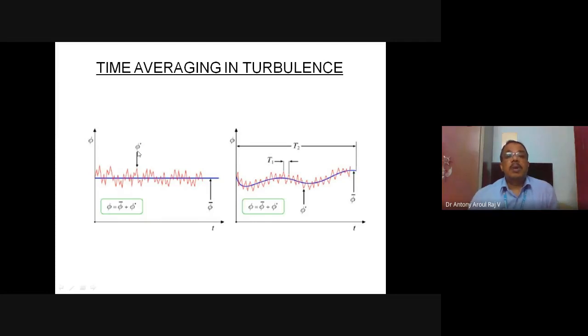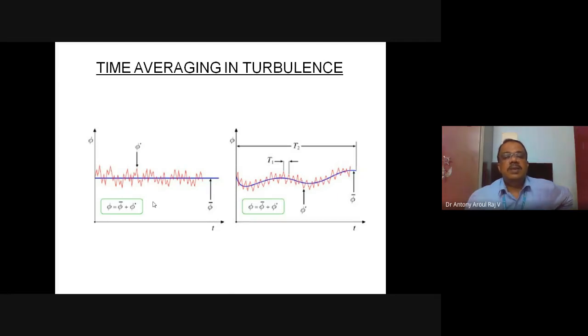But even for a smaller fluctuation, the mean will be the same, and for this also it will be the same mean. Even if it is varying like this, the mean will be the same. So the mean will not tell about the intensity of turbulence. Phi dash will tell about the intensity of turbulence. What is phi dash? It is the property fluctuation with respect to time, and that will tell you the amplitude or the intensity of the turbulence.